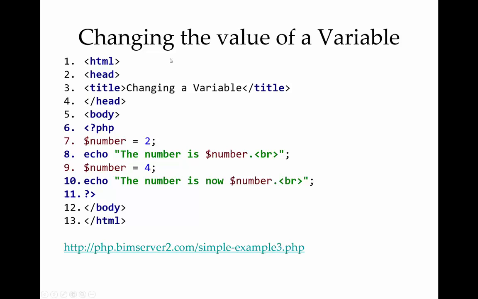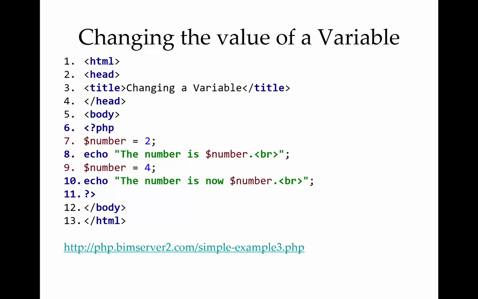Okay. We can change the value of a variable. So let's look at the PHP code again. Which lines is the PHP code in? 6 to 11, yeah. So line 7, what do we do? What's the name of the variable? The name of the variable is? 2 is the value of the variable. And what's the name of the variable? Number, yeah. So we say the variable called $number should have the value 2.